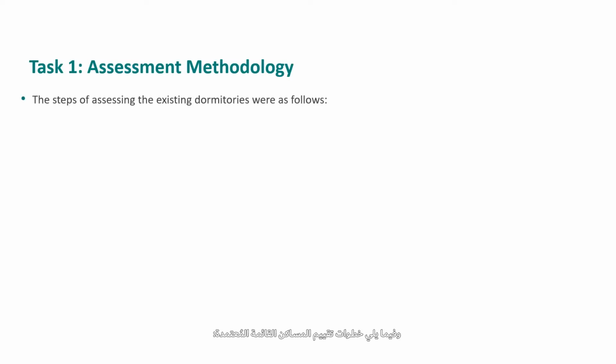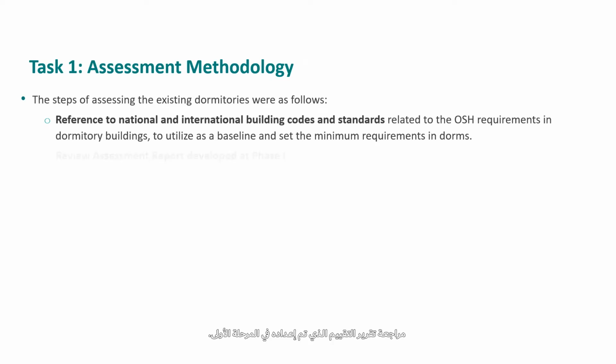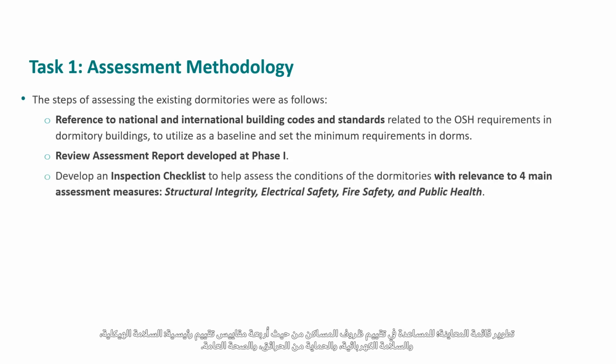The steps of assessing the existing dormitories were as follows. Reference to national and international building codes and standards, related to the OSH requirements, to utilize as a baseline and set the minimum requirements in dormitory buildings. Review the assessment report developed at Phase 1. Develop an inspection checklist, to help assess the conditions of the dormitories, with relevance to 4 main assessment measures: structural integrity, electrical safety, fire safety, and public health.